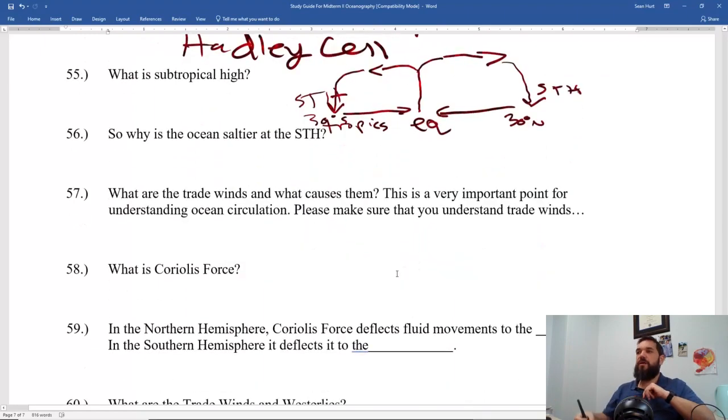Okay, so why is the ocean saltier at the STH? It's due to increased evaporation.